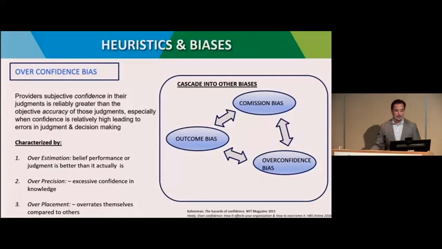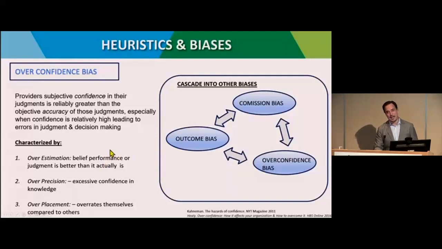And so all of this leads to the overconfidence bias. And this is one I'm sure we as providers have seen at various points throughout our career. And that is, providers' subjective confidence in their judgments is reliably greater than the objective accuracy of those judgments, especially when confidence is relatively high, leading to errors in judgment and decision making.